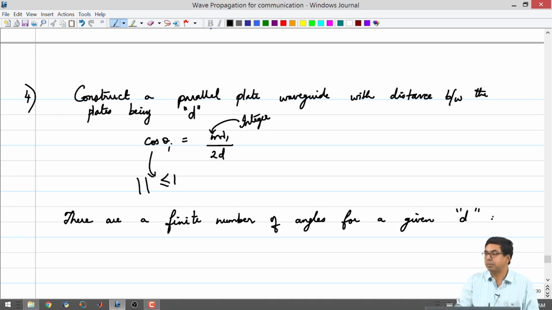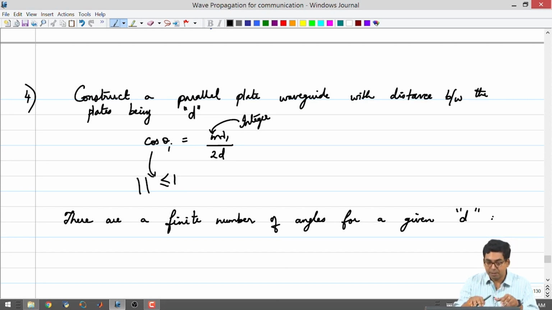Suppose d is given, and lambda 1 is given. You can choose values of m which will make the modulus of cos theta I less than or equal to 1. You cannot simply choose m equal to 10,000, 20,000, etc., because then m lambda 1 divided by 2d, the modulus, becomes greater than 1. So this places some constraints. You cannot have any choice of m, you can have only finite choices of m for a given constructed parallel plate waveguide with separation d.